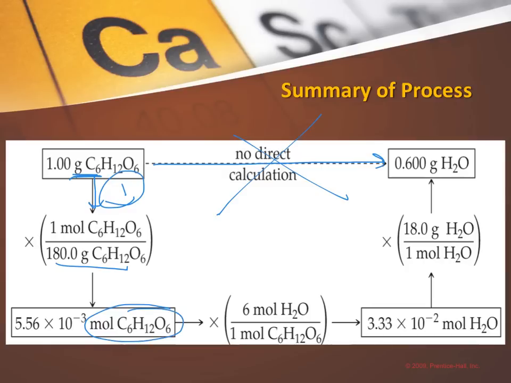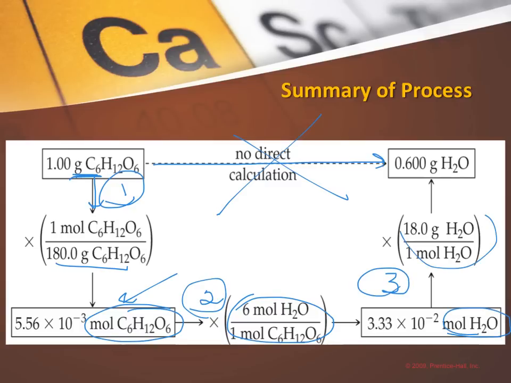So if you did it in 3 separate steps instead of a run-on calculation, this would be one of your intermediate answers. The second step was using the mole ratio to convert to moles of water. And the third and last step was using the molar mass to convert to grams of H2O. That's it for stoichiometry. It does get more complicated in this.